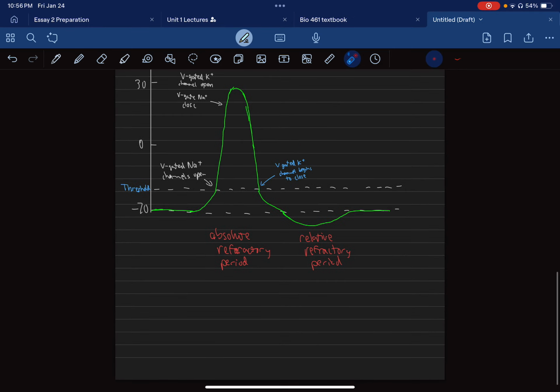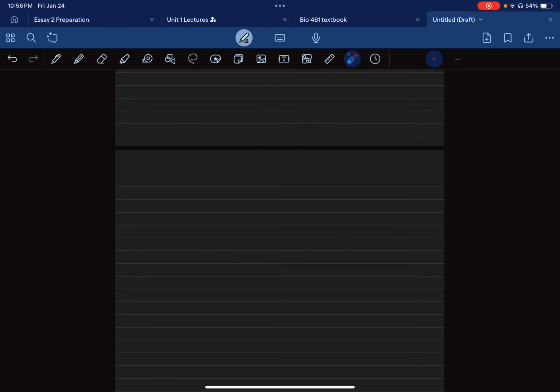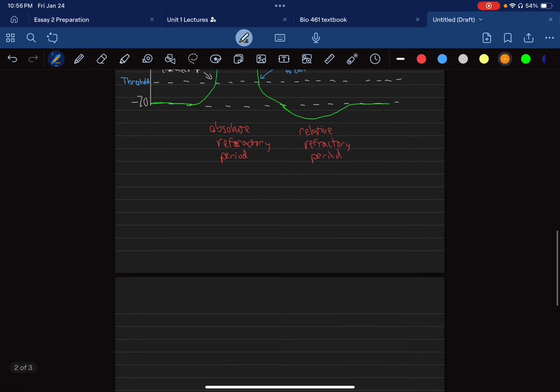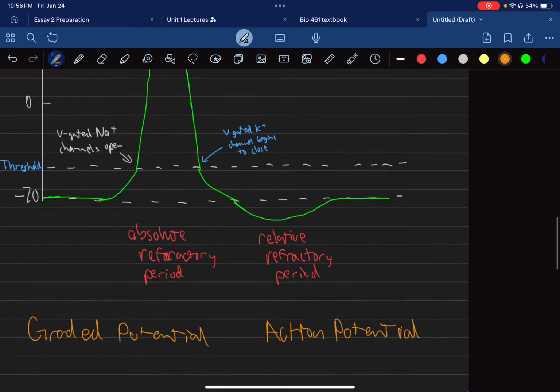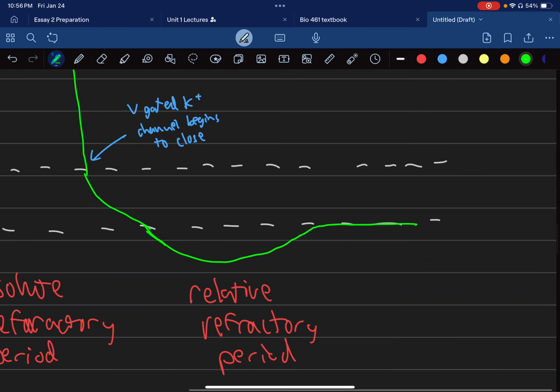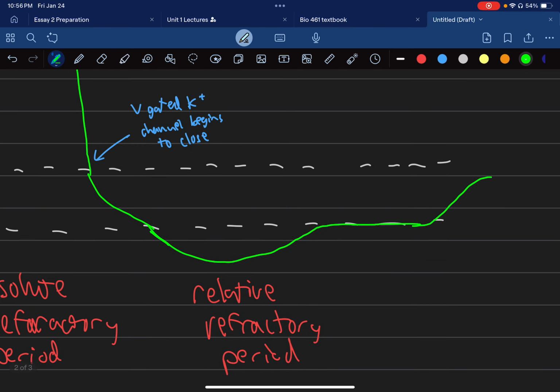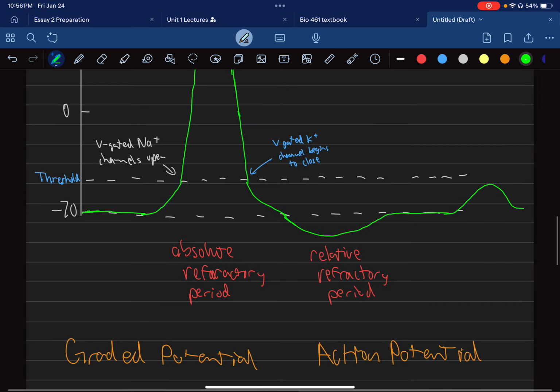So yes. And lastly here, I wanted to compare and contrast something called a graded potential versus the action potential. So if we were to draw a graded potential here on our graph, it would look something like this. A bump that doesn't quite reach threshold, and then that comes back down.